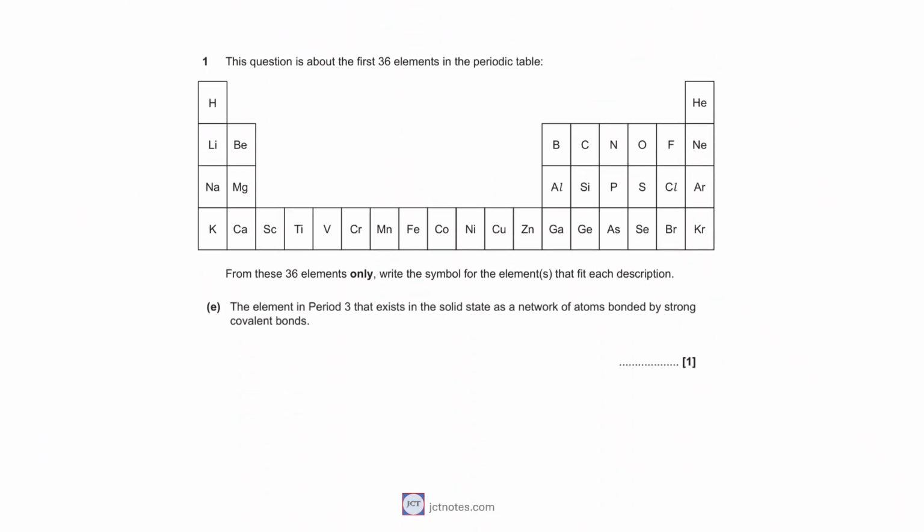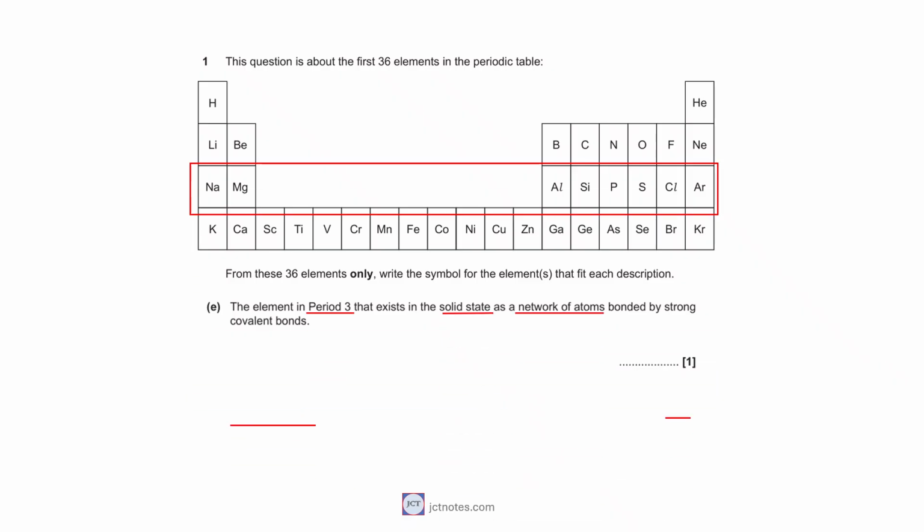In question E, we are asked to identify the element in period 3 that exists in the solid state as a network of atoms bonded by strong covalent bonds. As we have seen in question C, silicon forms a giant network of atoms bonded together.